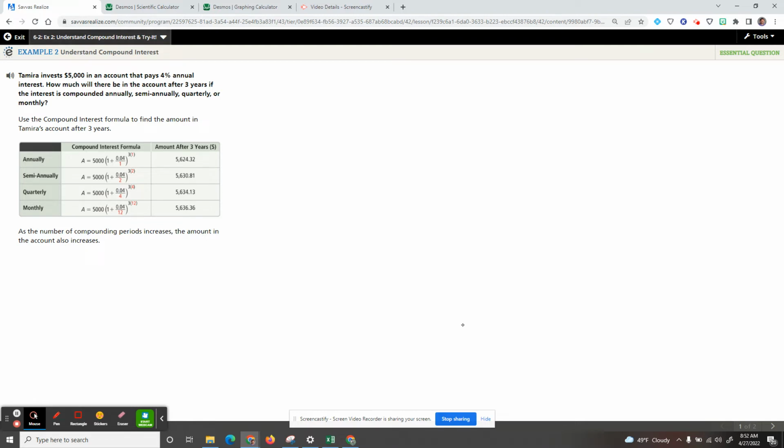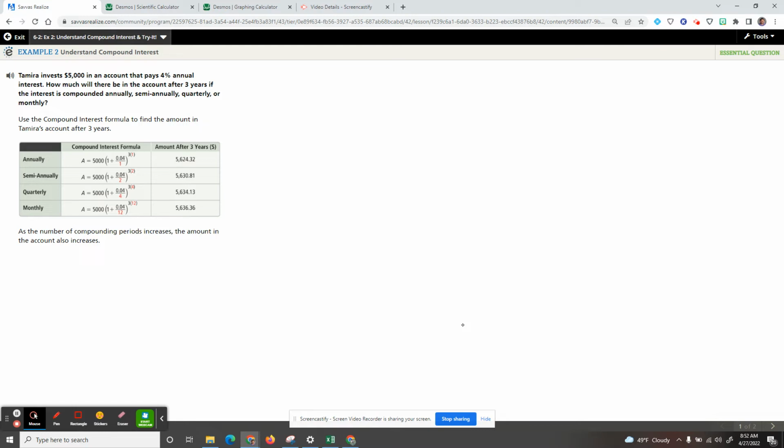Semi-annually means twice a year. So instead of dividing by 1, we're dividing by 2, and instead of multiplying the exponent by 1, we're multiplying it by 2. So the only thing different in the formula is those numbers in red. Semi-annual means twice a year, quarterly means 4 times a year, and monthly means 12 times a year.